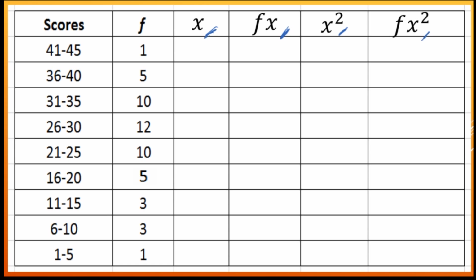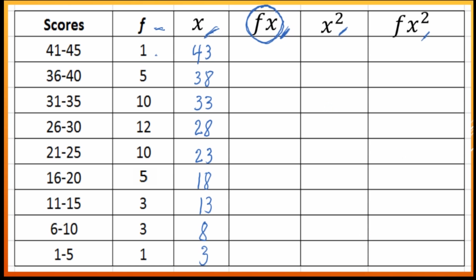For class mark, we're going to use the same idea that we used before. So for class mark, we have 43, 38, 33, 28, 23, 18, 13, 8, and for the lowest class we have 3. fx here is simply the product of f and x.